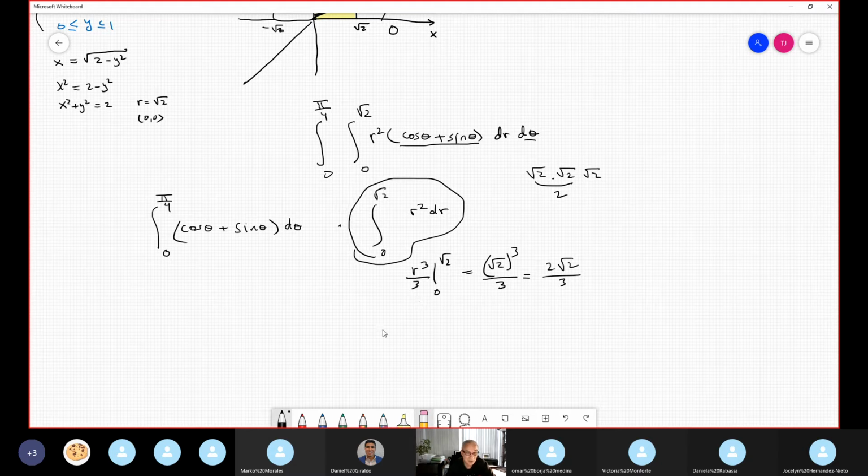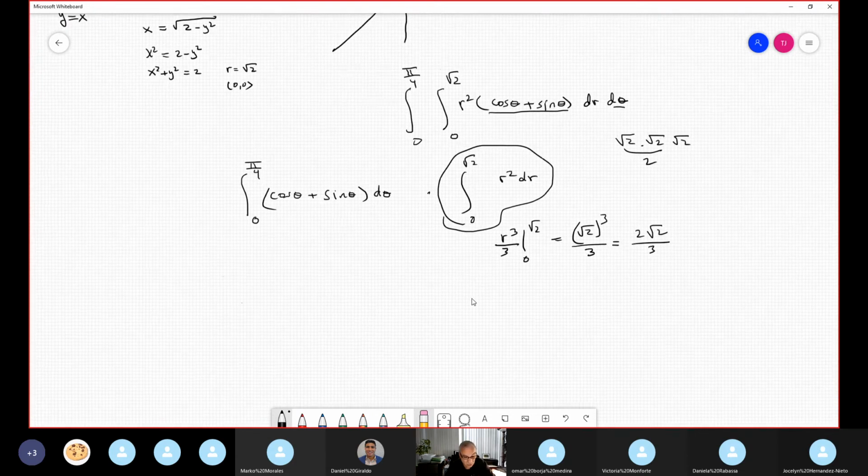You separate into integrals. Oh no, not necessarily. You find the antiderivative. The antiderivative of cosine is sine theta. The antiderivative of sine is minus cosine theta. And you evaluate between 0 and pi over 4. Okay, let's do it.